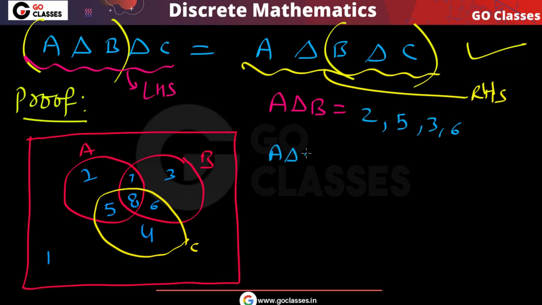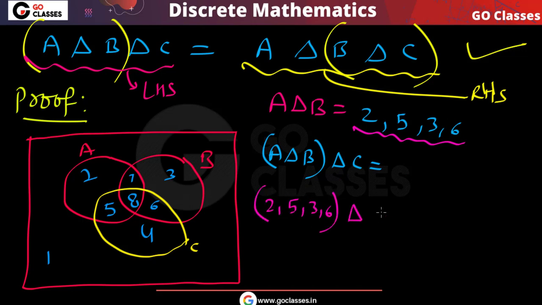Now what is A symmetric difference B symmetric difference C? Basically, A symmetric difference B, then symmetric difference C. What is the area? It means either exactly in here or exactly in C. So that is the idea. A symmetric difference B is this. So what is this? Basically 2, 5, 3, 6.